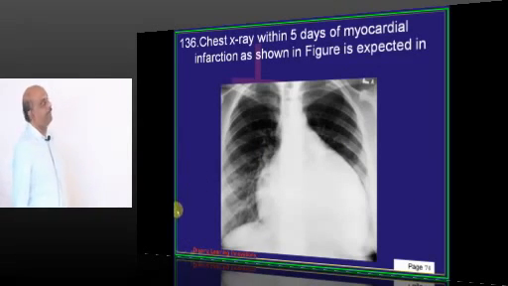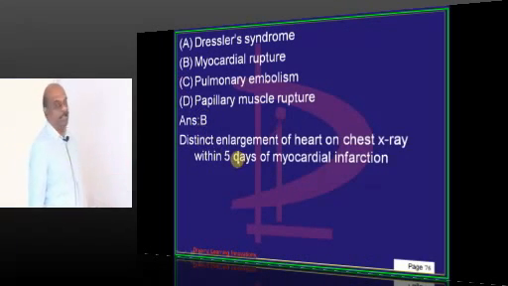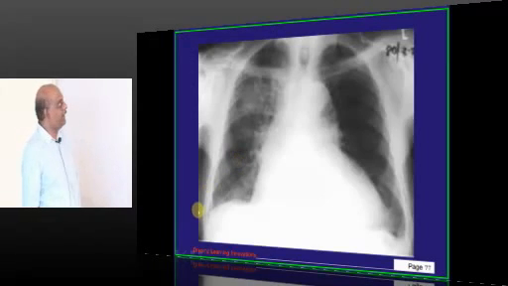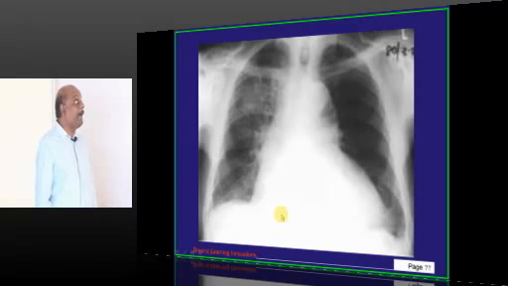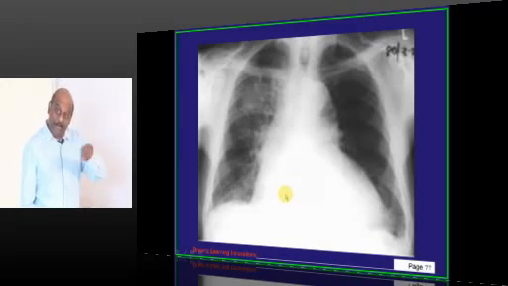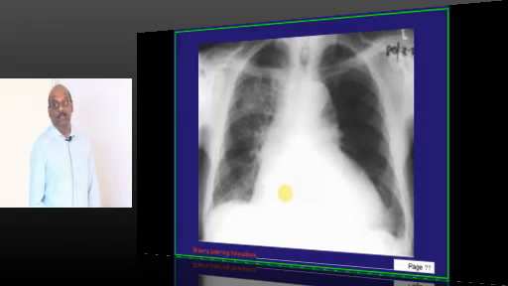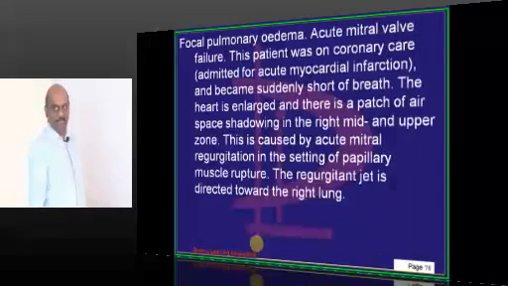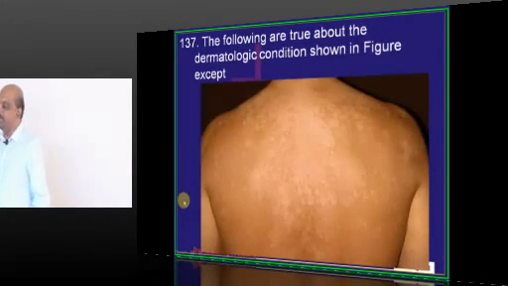Now the chest X-ray within 5 days, please remember, within 5 days of MI, what do you see? Cardiac enlargement. So whenever within 5 days if it occurs, it is myocardial rupture, is what you need to appreciate. Within 72 hours if it occurs, you should think of papillary muscle rupture leading to acute mitral regurgitation, leading to acute pulmonary edema along with cardiomegaly. Within first 72 hours, that is what you need to remember about the complications of the myocardial infarction.